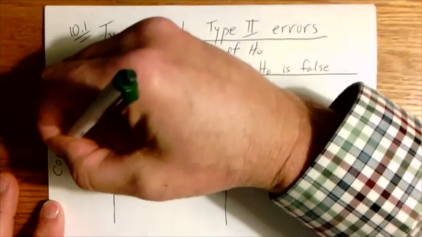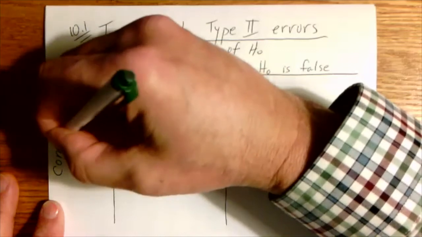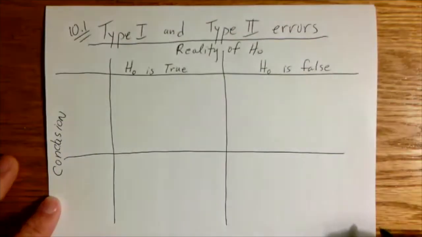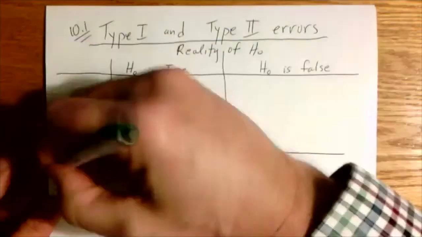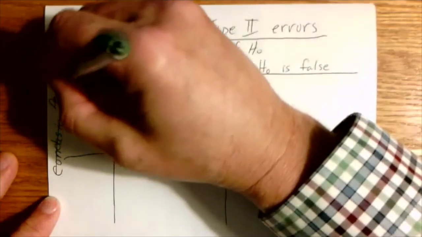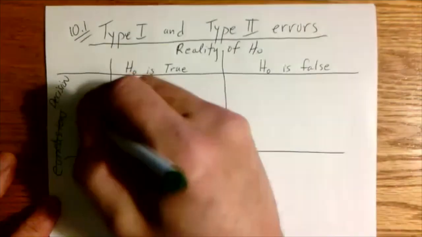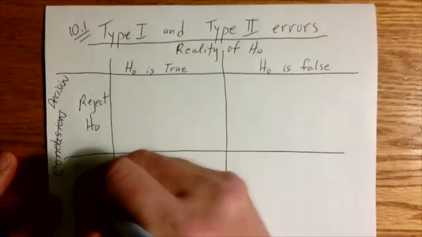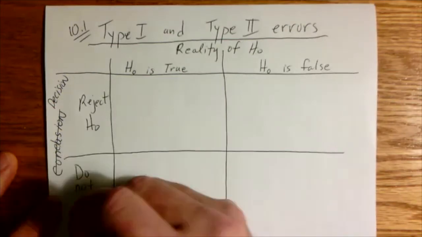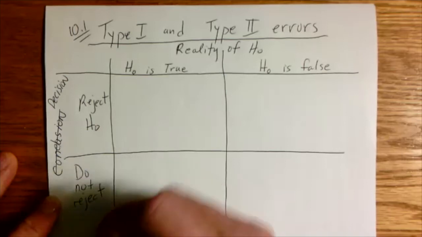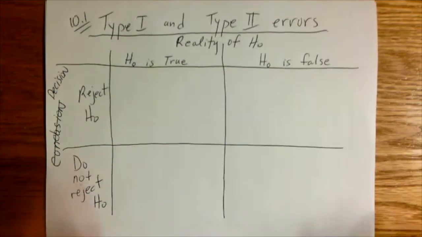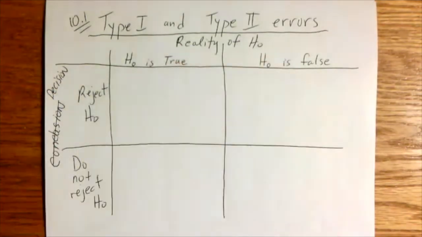The variable over on this side is the conclusion. And when we do a hypothesis test, there's one of two things. Well, maybe I should say decision instead of conclusion. There's one of two things that we can do. We can reject the null hypothesis, or we can fail to reject the null hypothesis. Those are the only two decisions that we can make. And up here, these are the only two things that can occur in a hypothesis test.